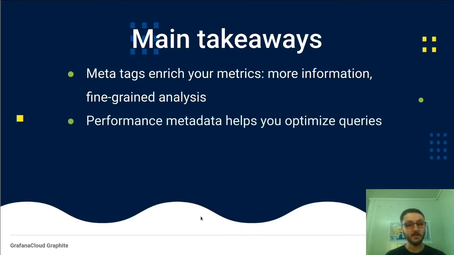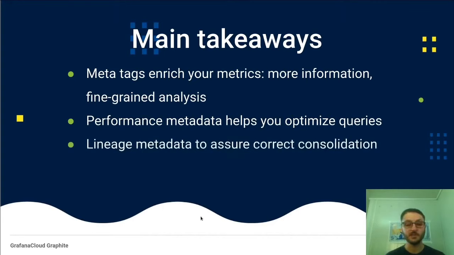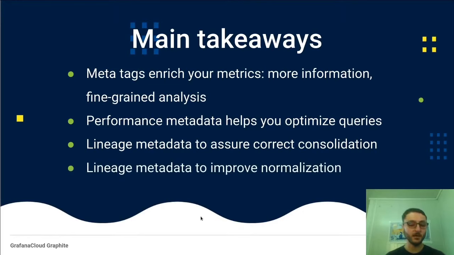There's performance metadata, which helps you understand why your queries are slow and helps you optimize your queries. There's lineage metadata, which tells you whether your data came from raw data or from rollups, whether it was runtime consolidated, and so on, which helps you understand what's happening with your query and also make sure that your query does what it should so that you don't run into mistakes. And also you can use the metadata to improve on the normalization, as we saw earlier, by taking advantage of Metrictank's pre-normalization.